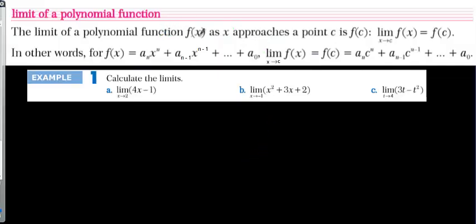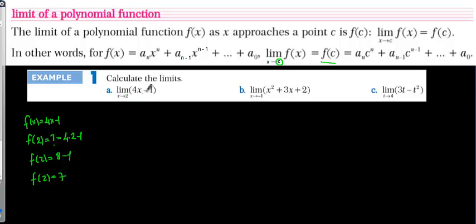For a polynomial function, for the function value we are replacing the c value in the function only. What I mean is, if I give f(x) equal to 4x minus 1, and if I ask you for f(2), you are going to write 4 times 2 minus 1, and f(2) is equal to 8 minus 1, which is 7.